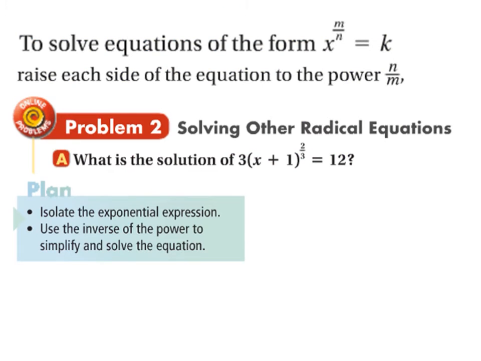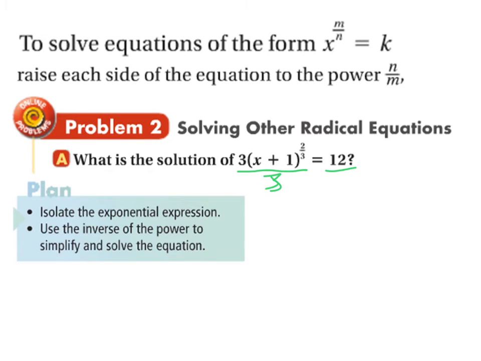All right, next we're going to take a look at some questions where we have a rational exponent, and we're not going to quite do this the same way that they recommend. We're going to handle this a little bit differently. So if we have x to the m over n equals k, we're not actually going to raise each side of the equation to the n over m power. We're going to show you a little bit different way to do that. We're still going to isolate the power first. So for this particular question here, we'll divide by 3.